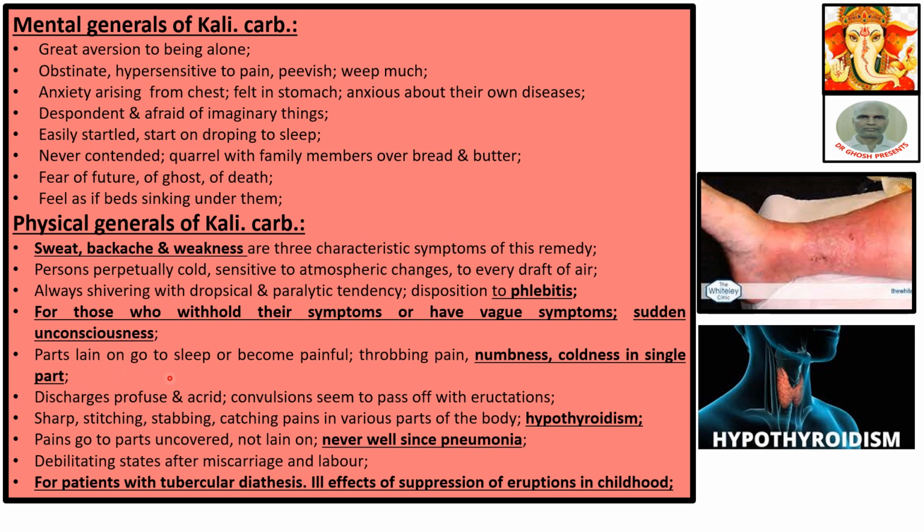Parts lain on go to sleep, become painful. Throbbing pain, numbness, coldness in single part. Discharges profuse and acrid. Convulsions seem to pass off with irritations. Sharp stitching, stabbing, catching pain in various parts of the body.